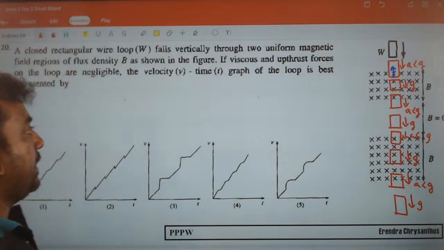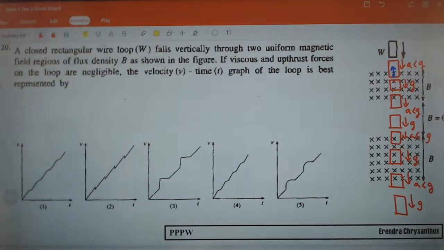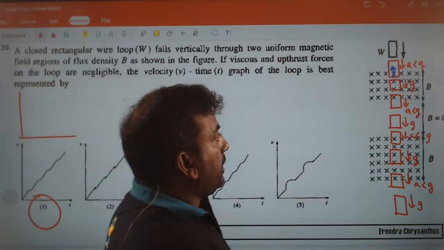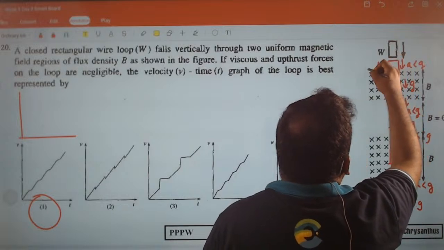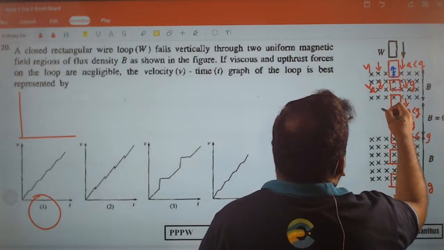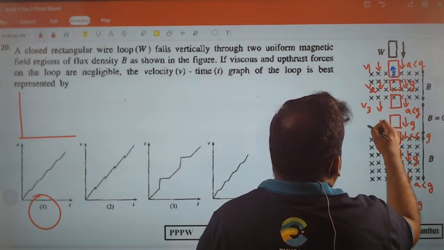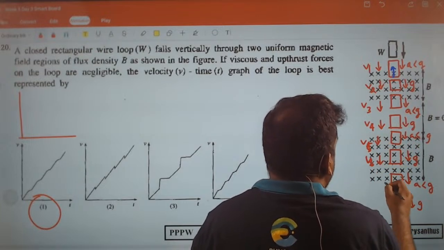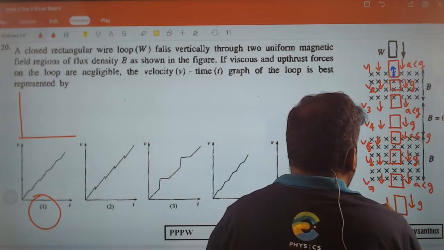Interesting. First one falling under gravity. Then gradually it will reduce. Again gravity, reduce, acceleration. Correct answer is answer number 1. Here it's a curve, don't forget that. Because as it keeps going down, the velocity will increase. Here v1, v2, v3, v4, v5, v6, v7, v8.